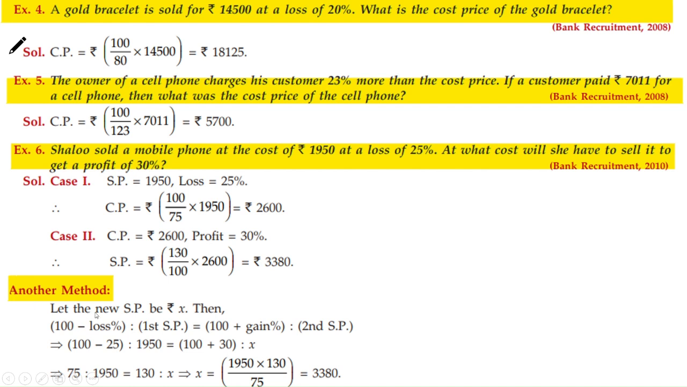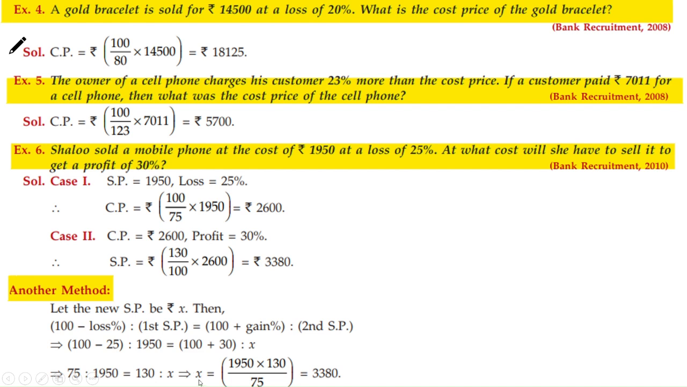Let the new SP be x rupees. Then (100 minus loss percent) : first SP = (100 plus gain percent) : second SP. So 100 minus 25 is to 1950 equal to 100 plus 30 is to x. That is 75 is to 1950 equal to 130 is to x.